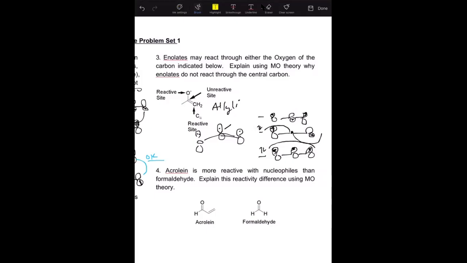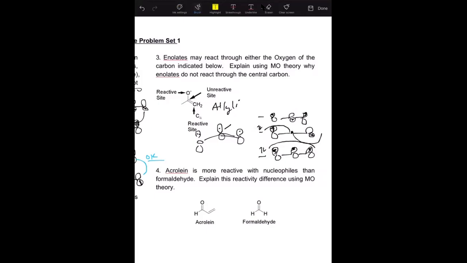What about the last question? It says acrolein is more reactive with nucleophiles than formaldehyde. And the question is why? They're both carbonyls. All right. The extra pi system. Okay, what does that do?